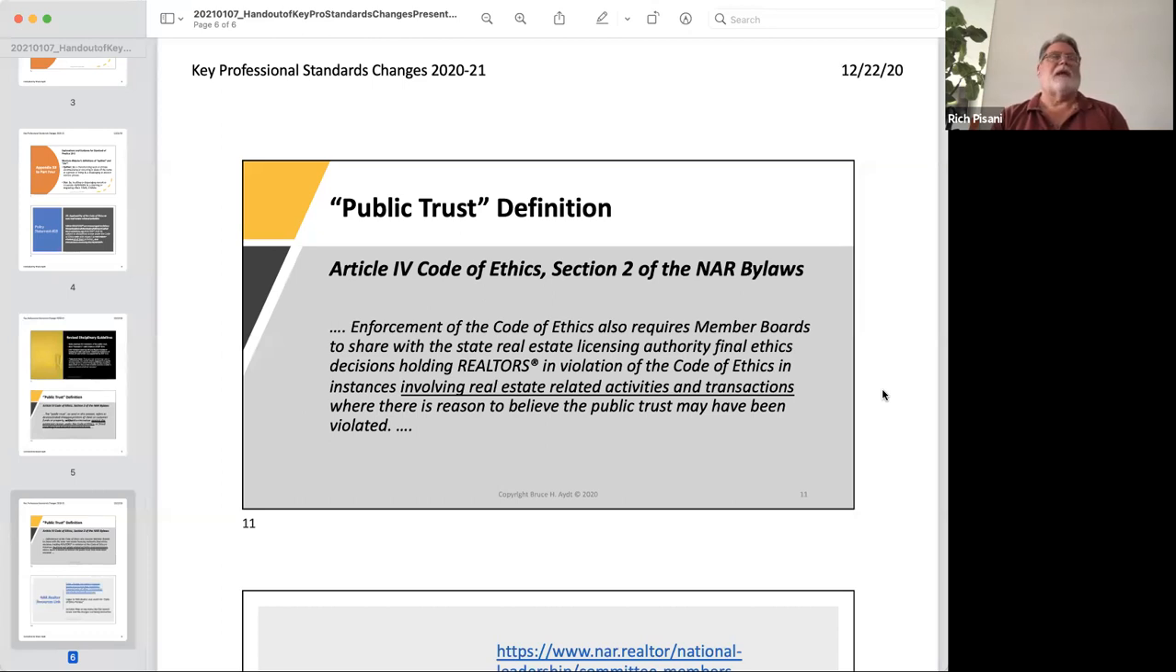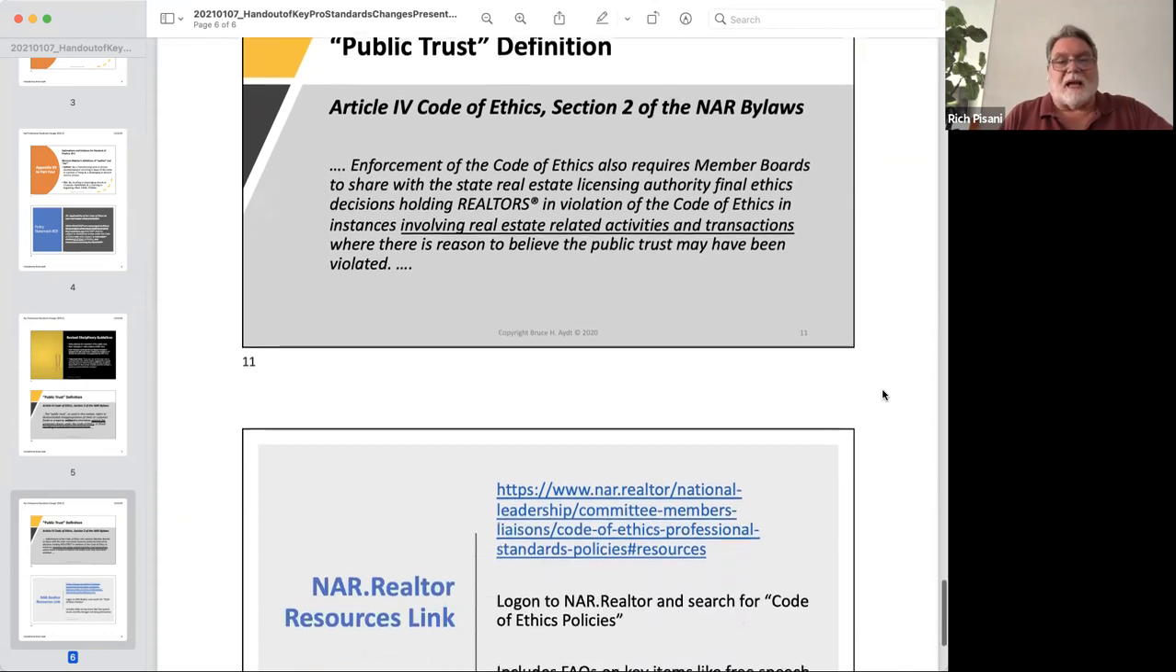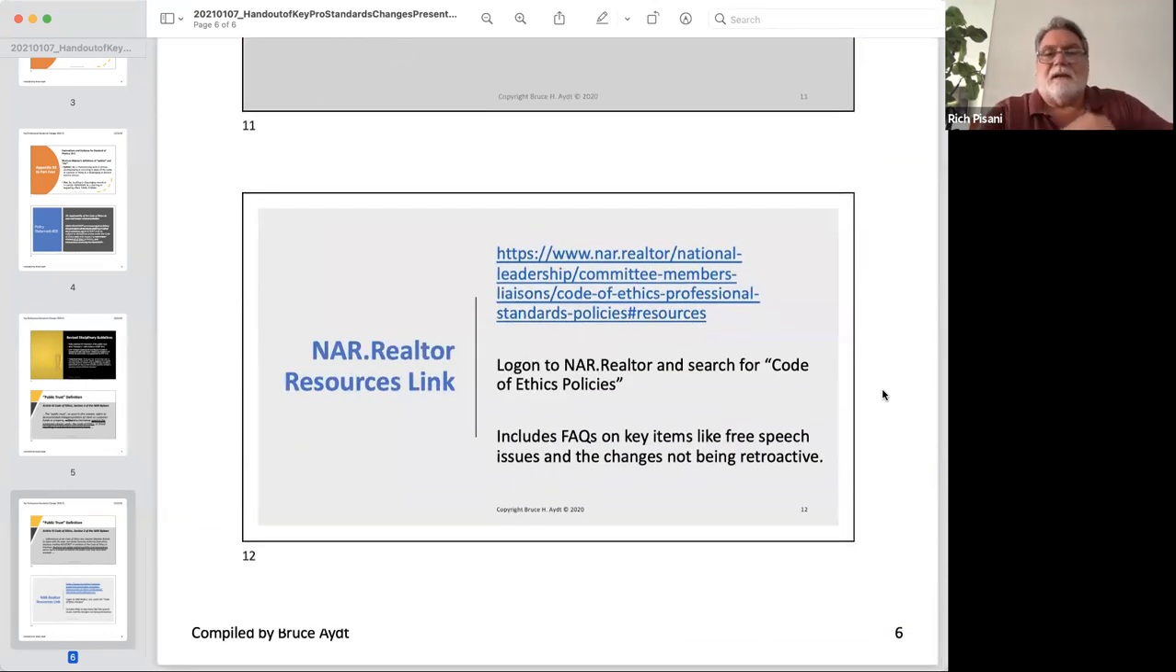I've had 2 cases at grievance where things were so egregious that we moved it on to the DRE because people were being taken advantage of, and their money was grossly mishandled. So it's out there. So here's a link for more information about the Code of Ethics.